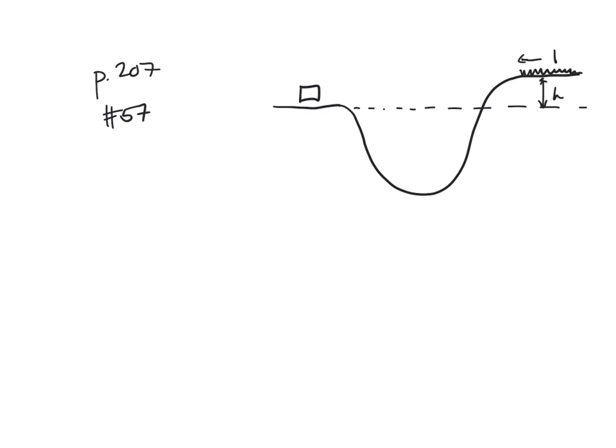Block. Beginning of track, valley, ending higher up. The change in height is denoted as h. The distance it travels along a friction-filled surface is denoted as d. Okay. So it says the track is frictionless until the block reaches the higher level. There is a frictional force that stops the block in a distance denoted as d.